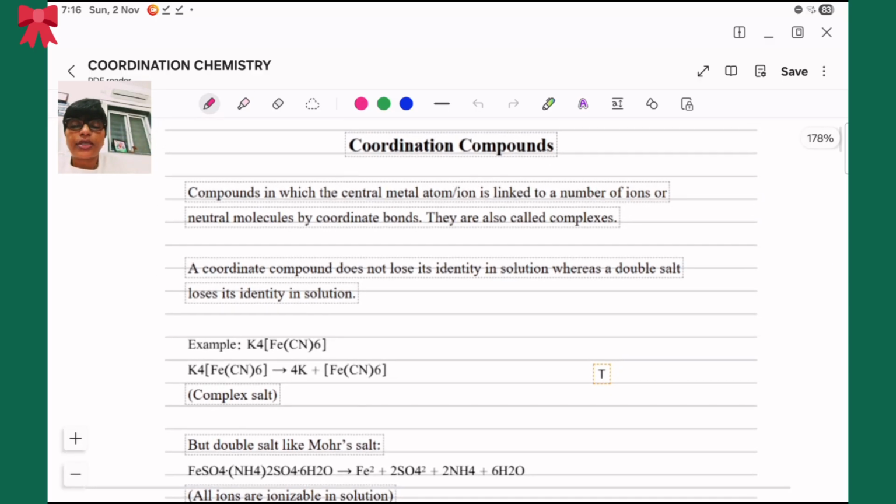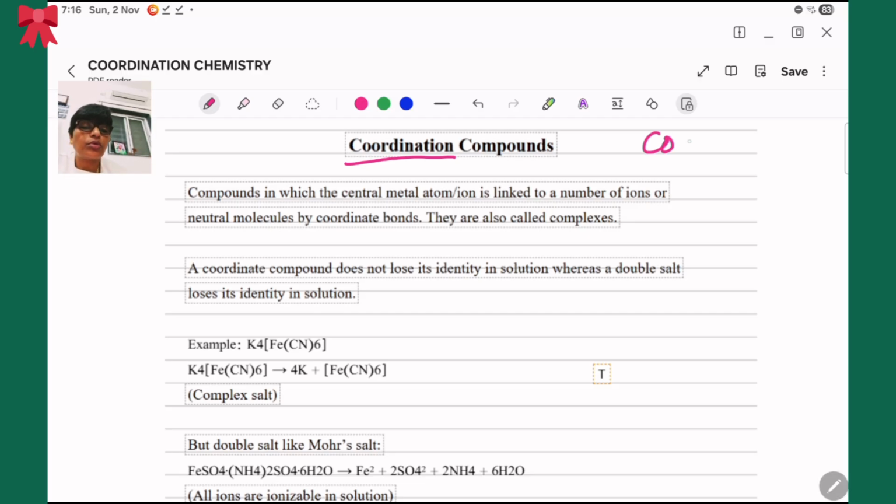I think we can see the screen. So what are coordination compounds? This name coordination, you people are hearing for the first time. The word coordination talks about a new word called complex. So the compounds in which the central metal atom or ion is linked to a number of ions or neutral molecules by coordinate bonds are also called complexes. The most important point is that coordination compounds are so called because they have coordinate bonds, and everyone knows what a coordinate bond is.